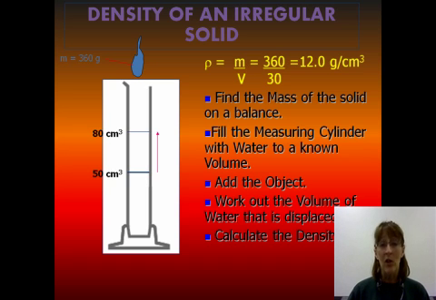So how much did the volume go up? 80 minus 50 is 30, so it went up 30 centimeters cubed, or 30 milliliters. Let's say the mass was 360 grams. That's what it says on the picture over here. 360 divided by 30, and that'll go in 12 times. So you have 12 grams per centimeter cubed. That's the density of it.